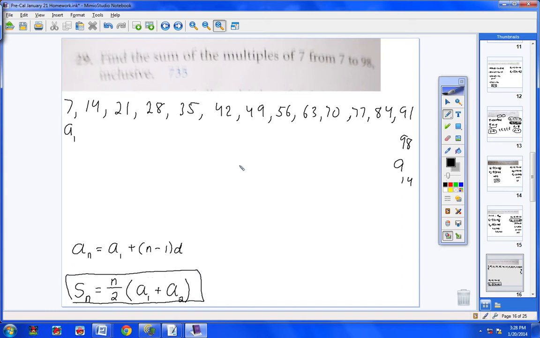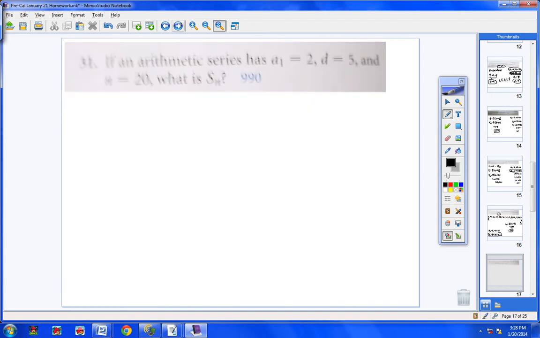So there's 14 terms altogether, so the sum of 14 terms equals 14 over 2. Your first term is 7. Your last term is 98. 14 divided by 2 is 7 times 105. And 7 times 105 would be 735, which is the correct answer.